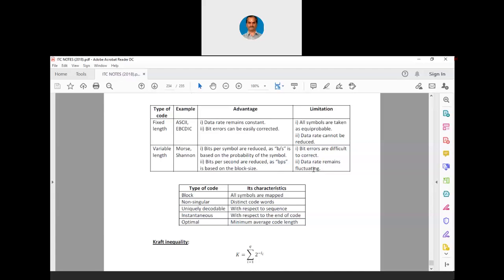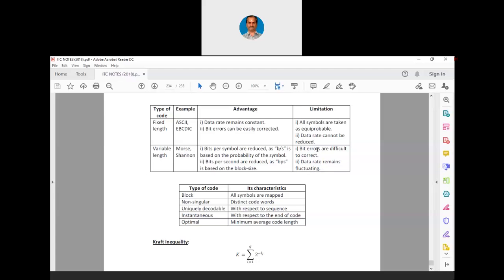Whereas in case of an ASCII code or a fixed length code, it is easy to correct the error because we know the number of bits present for each symbol, and we can easily detect and correct the error. But in variable length coding, it is difficult to correct.